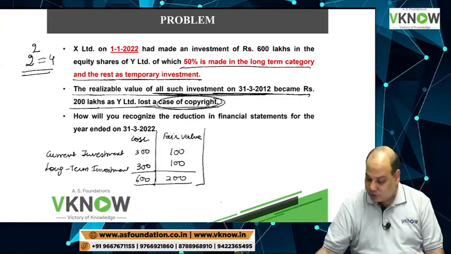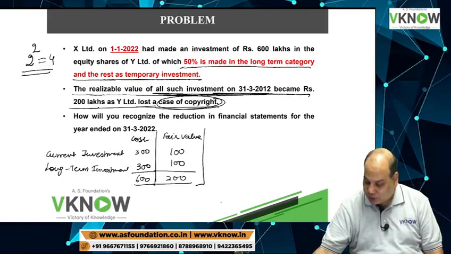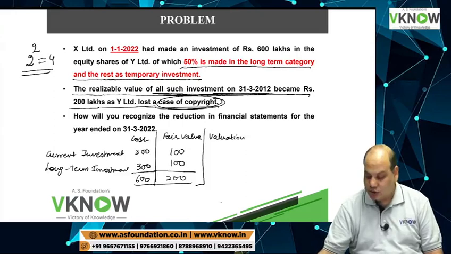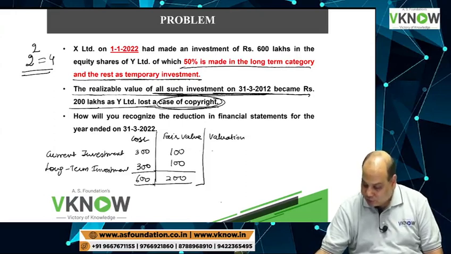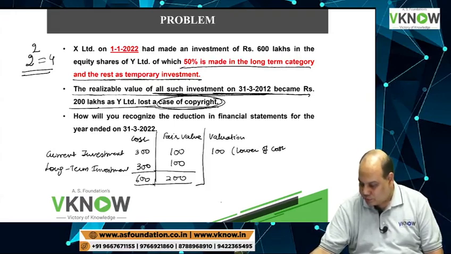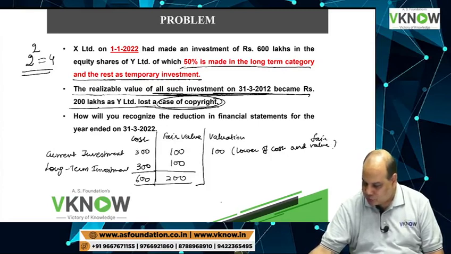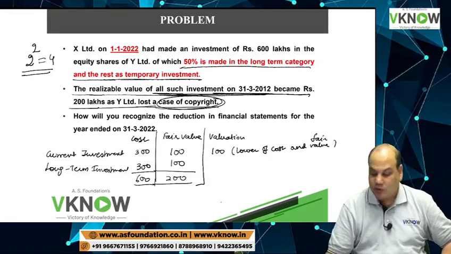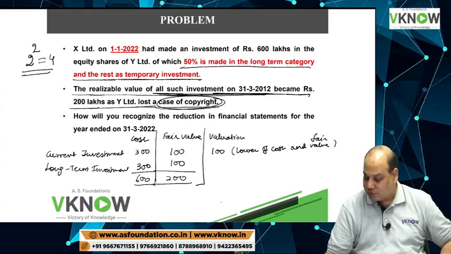Now the problem is, how will you value it? Valuation. Current investment will be valued at 100, lower of cost and fair value. So current investment we don't have a problem. Current investment we will value at 100, lower of cost and fair value.